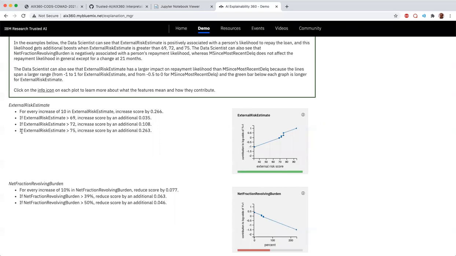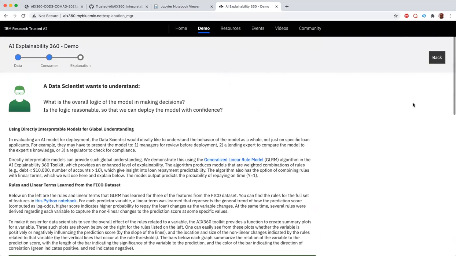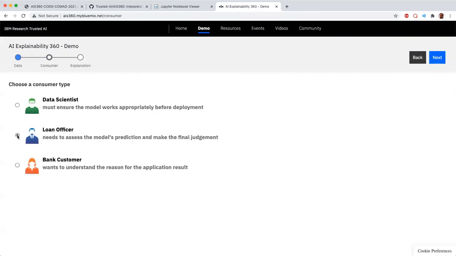So for instance, the following rule has been learned. The external risk estimate is larger than 0.75, and the score actually increases by 0.26. Such rules essentially shed light on the overall logic that the model has learned. And if the data scientist is satisfied with these rules, he goes ahead and deploys the model, which is then going to be used by a loan officer to evaluate a loan application.